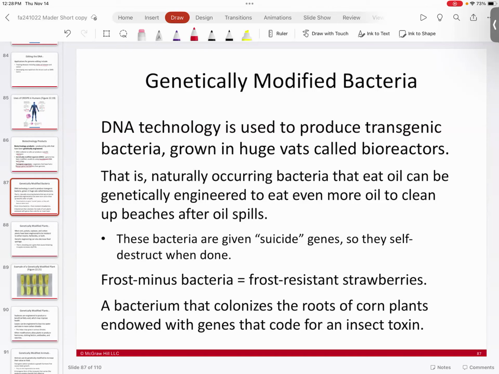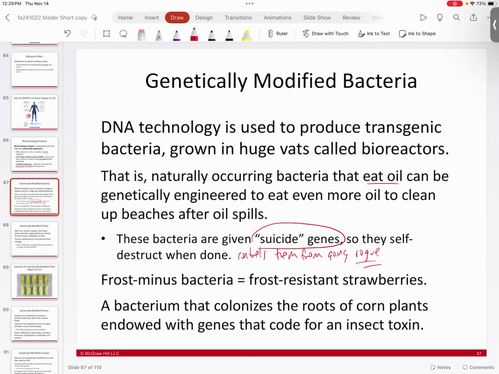So we use transgenic bacteria, and we have big vats of those. We call those bioreactors. Ultimately, these bacteria can be engineered to eat oil. And so that kind of helps clean up beaches after oil spills and things like that. We oftentimes will give these guys what's called suicide genes. So when they're done, they self-destruct, right? This basically controls them. And this is supposed to control them from going rogue.